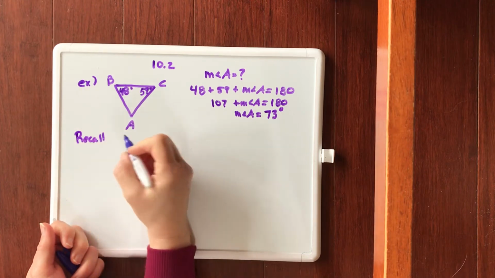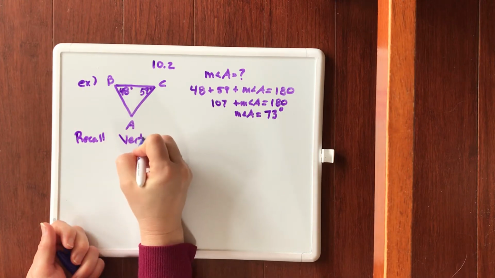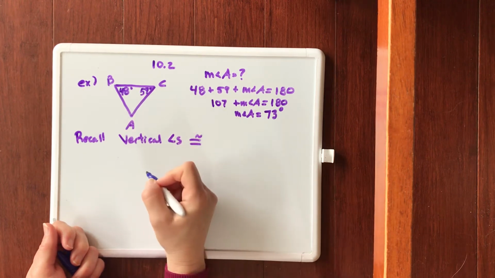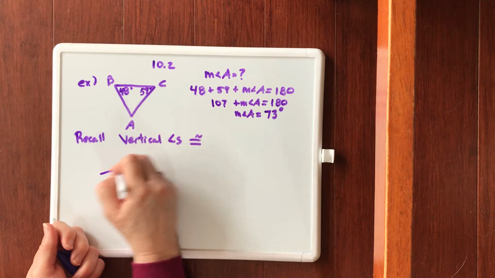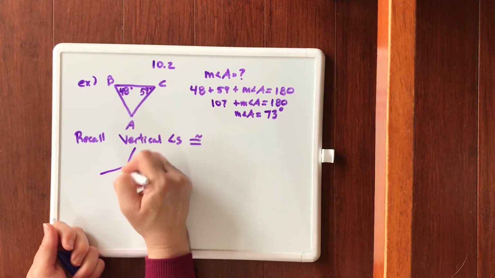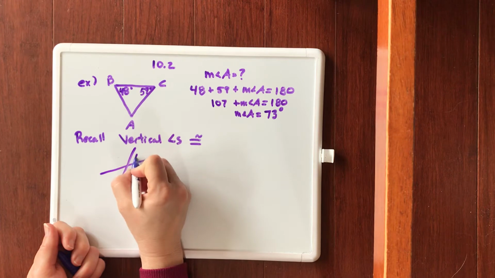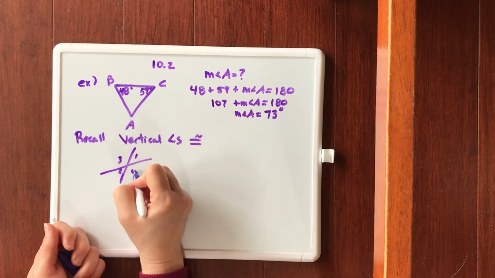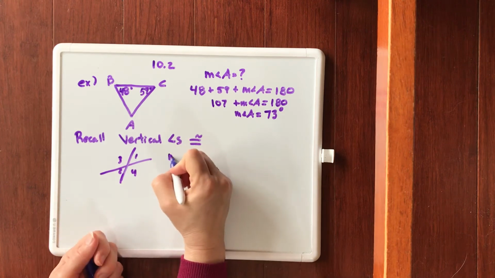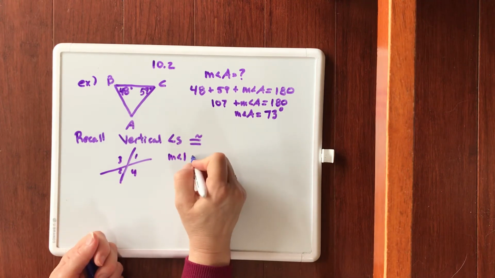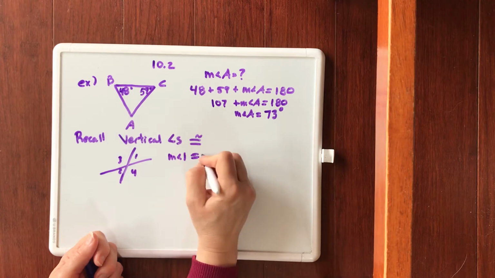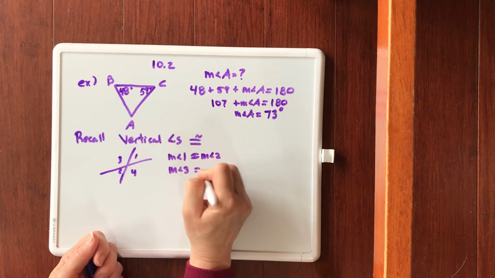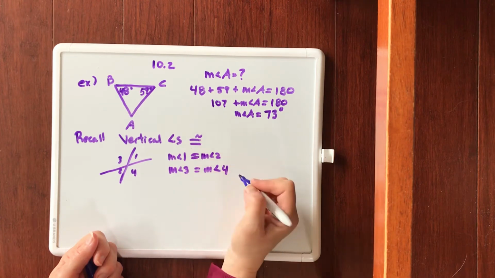Recall, vertical angles are congruent. Vertical angles are congruent. That means they have the same measure. That was our last lecture that we talked about. So these are vertical angles, 1 and 2. You can see they're congruent, and 3 and 4, they're congruent. So I'm just going to write that. Measure of angle 1 equals measure of angle 2, and measure of angle 3 equals measure of angle 4.